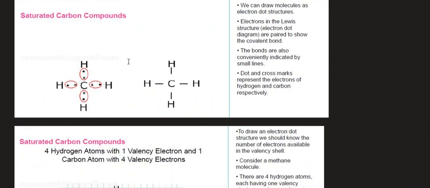Now let us consider the molecule of methane. It's represented by CH4. So there are 4 C-H bonds, with 4 hydrogen and 1 carbon. So this is called the Lewis dot structure. We know the atomic number of carbon is 6.